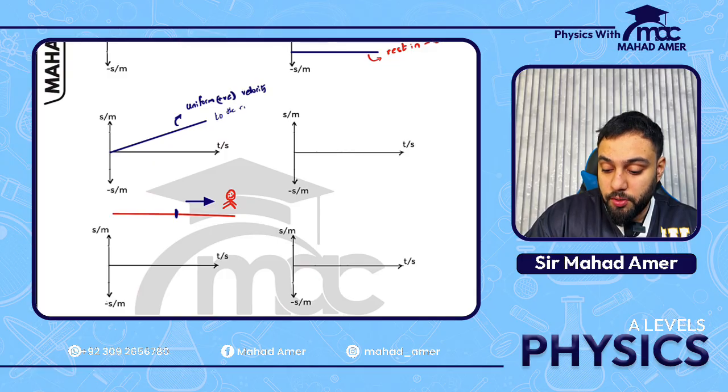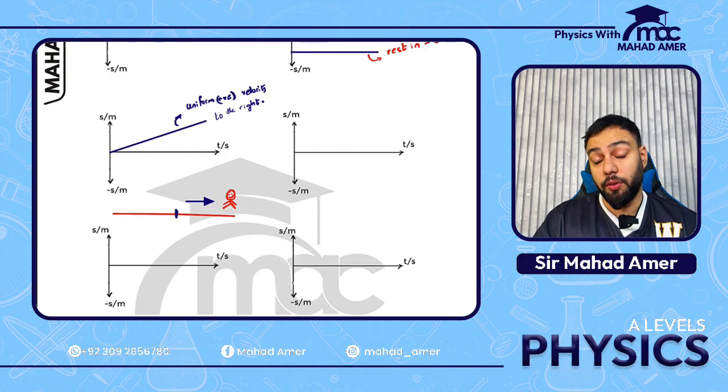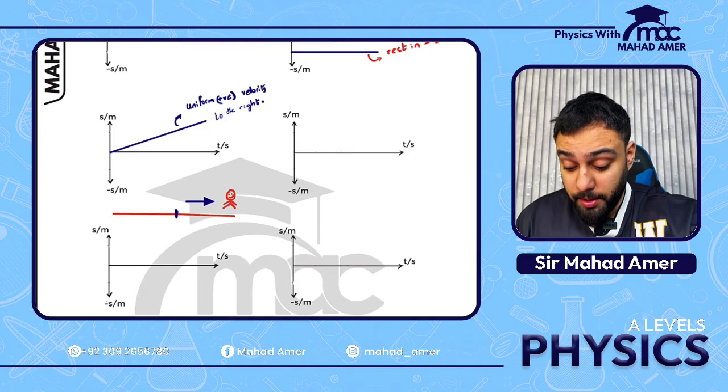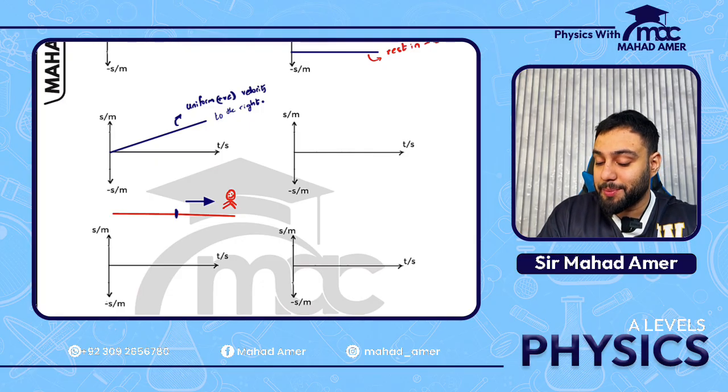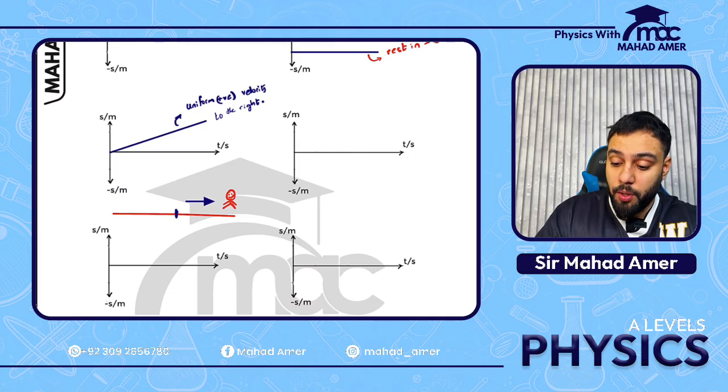To the right. Now this is going to be getting very interesting. I started from my original position, from my starting point, and I covered a positive displacement with a uniform speed or uniform velocity.